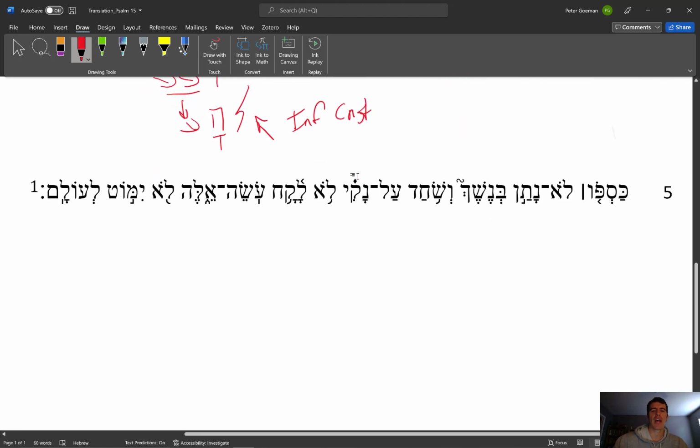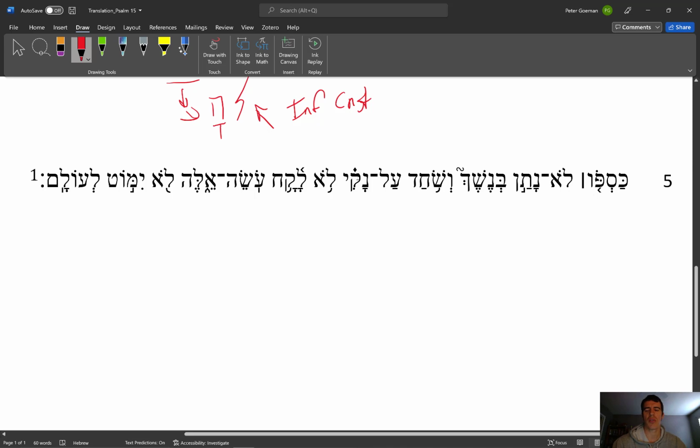All right, verse 5 then, and this is the last verse of Psalm 15. Kaspo, his silver he does not give. So that's his silver or his money. So his money he does not give. Beneshek. Neshek is the word for interest. In English, we don't say in interest necessarily. We say at interest or for interest usually. But you could say his money he does not give in interest.